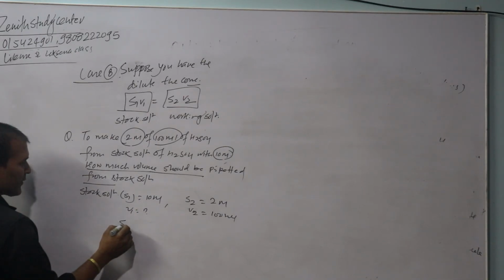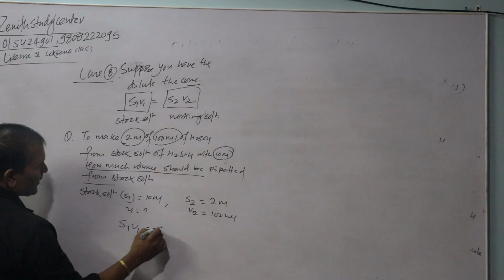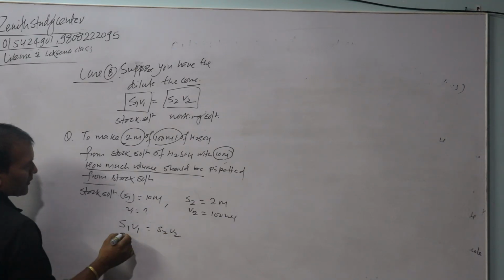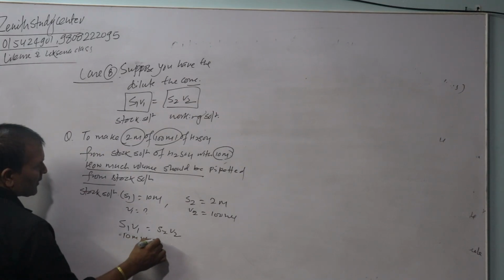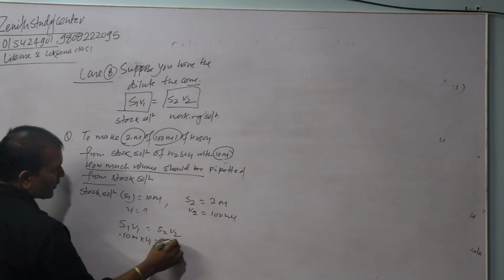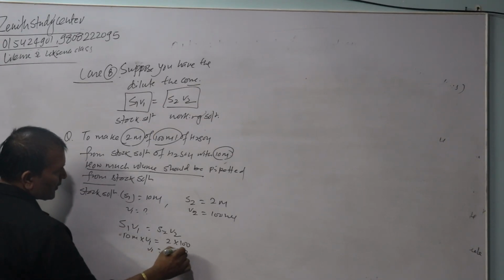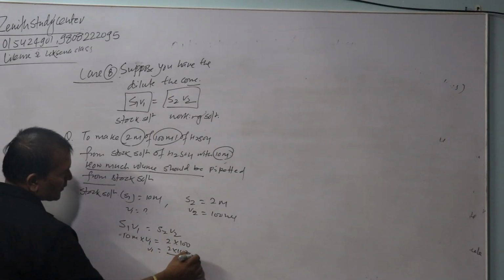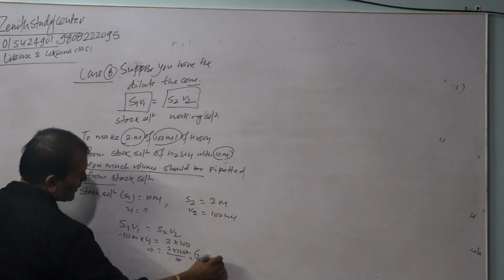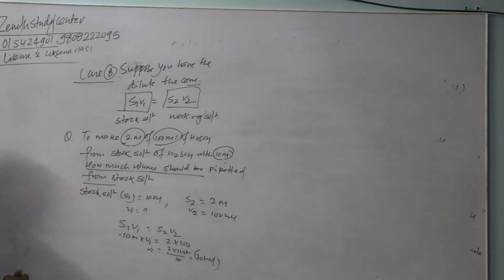So in the Titus equation S1 V1 equals S2 V2: S1 is 10 molar, V1 not given, S2 is 2 molar, V2 is 100 ml. So V1 is equal to 2 into 100 by 10, so 20 ml should be pipetted.